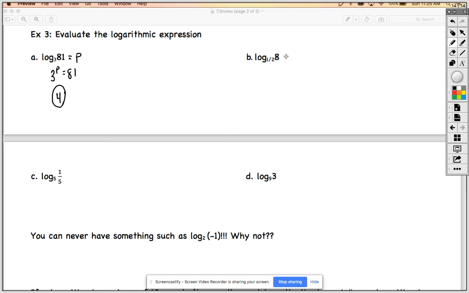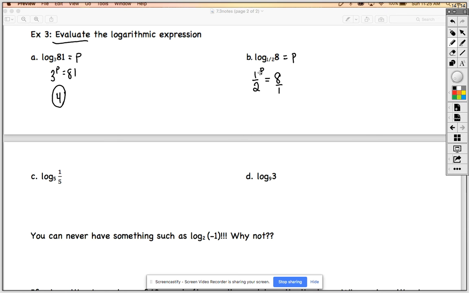Part B. Again, every time we're evaluating, we're trying to find the power. What power is going to make this log true? So this one has a base of 1/2. I'm trying to figure out what power of that is going to give me 8. What power of 1/2 is going to give me 8? How can I go from a fraction to not a fraction, just a regular whole number? Or you can think of this as 8 over 1.